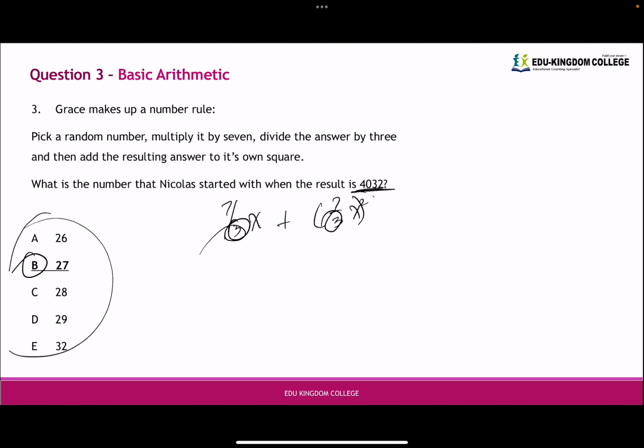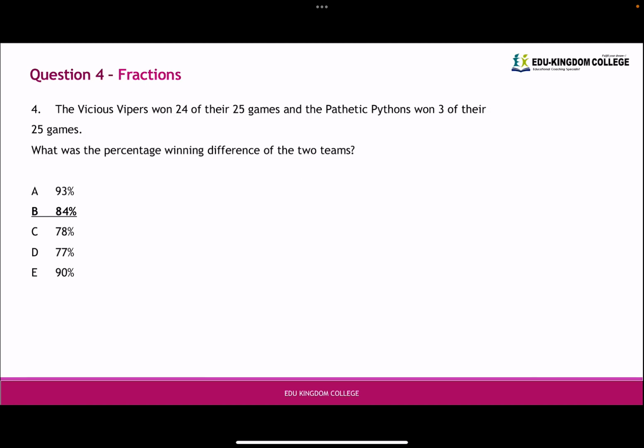So if you want to plug it in and see what the answer is, you can, but I won't be going over the maths right now because we have better things to do with our time.